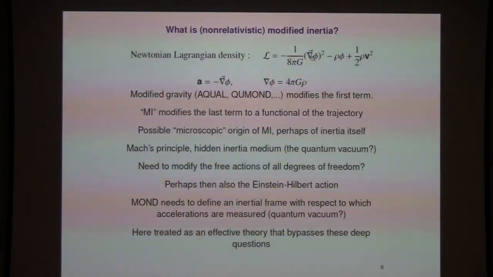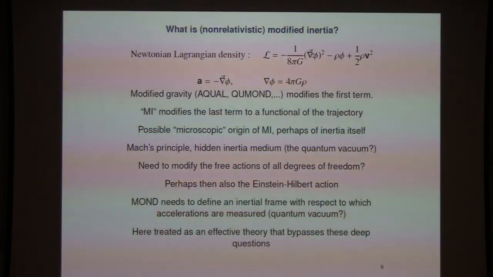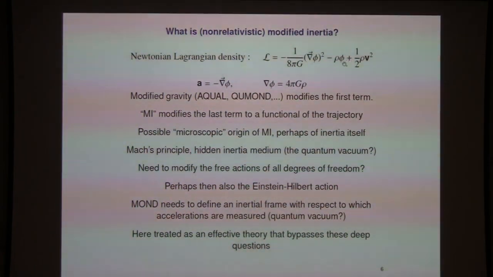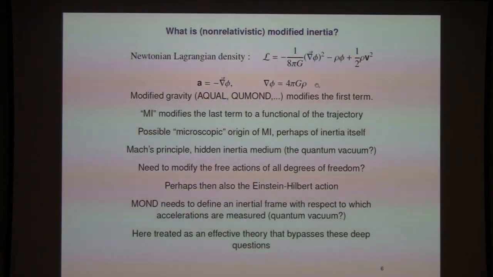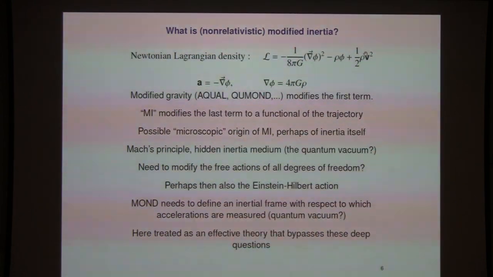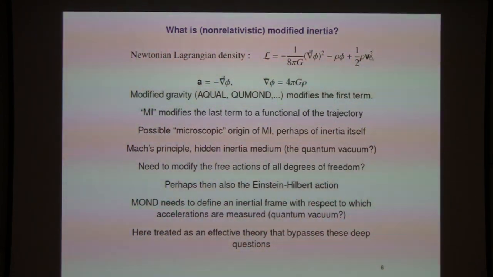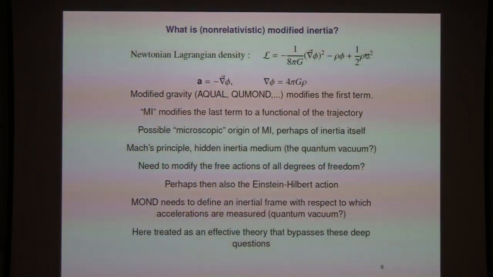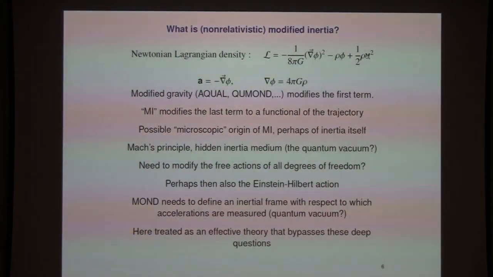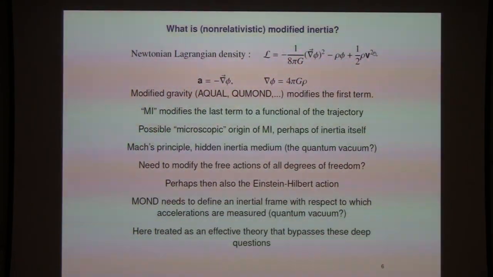So AQUAL, QMOND, or modified gravity, this type of potential theory that I described before, they all modify gravity in the sense that they modify the Poisson part, leaving these two intact. So this equation is still correct, but this equation is modified. And that is modified gravity. You could just say modified inertia, I will modify this part of the Lagrangian. So you can also think of this, of course, as 1/2 of sigma of mi di squared for individual particles. This is written for continuous distribution. But anyway, you modify the inertia.